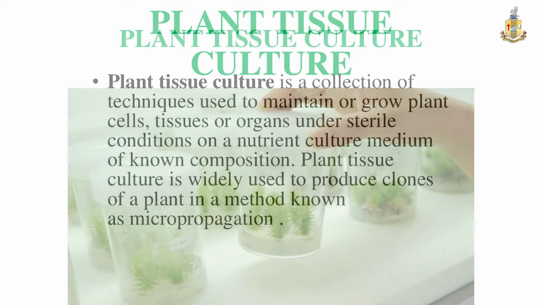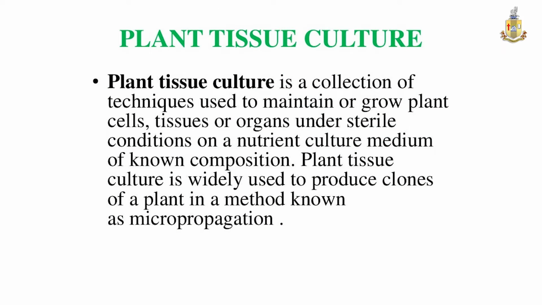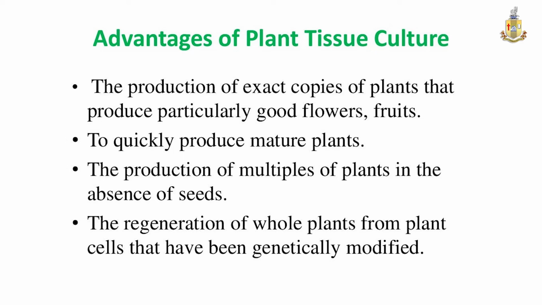Plant tissue culture. Plant tissue culture is a collection of techniques used to maintain or grow plant cells, tissues or organs under sterile conditions on a nutrient culture medium of known composition. Plant tissue culture is widely used to produce clones of a plant in a method known as tissue culture. Advantages of plant tissue culture: the production of exact copies of plants, particularly good flowers and fruits, to quickly produce matured plants.